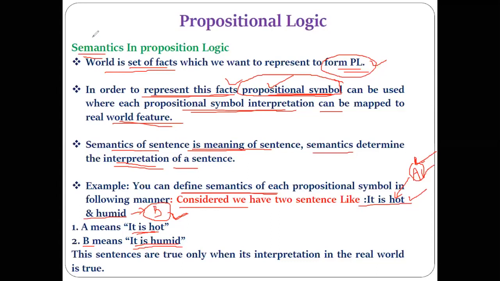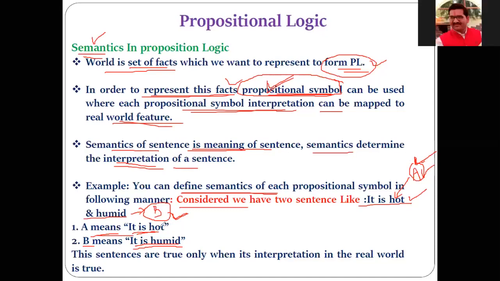Sir. And that is nothing but the semantics in the case of propositional logic, where we are just representing real world facts with the help of some propositional symbols. And that propositional symbol indicates the meaning of that particular proposition. For example, here A means it is hot and B means it is humid. Understood?